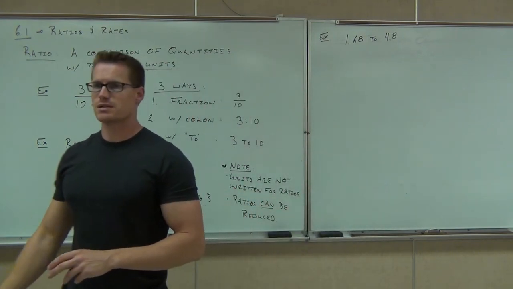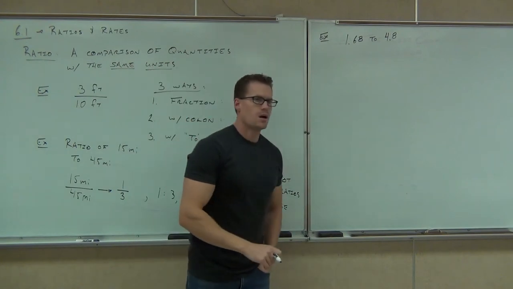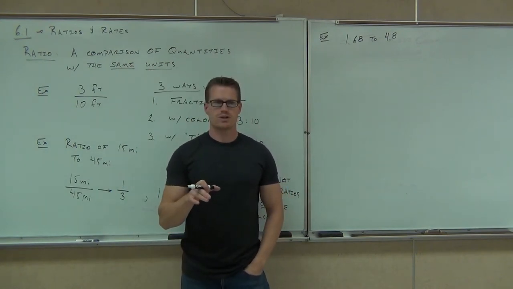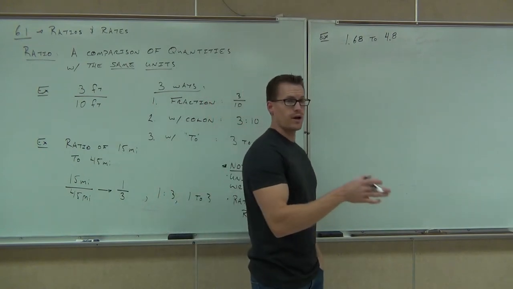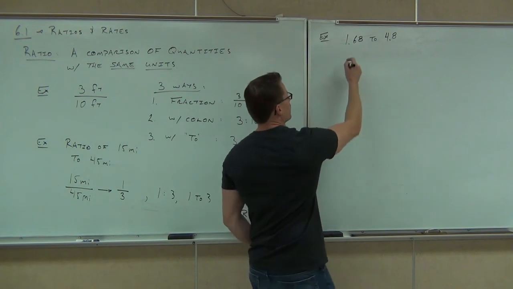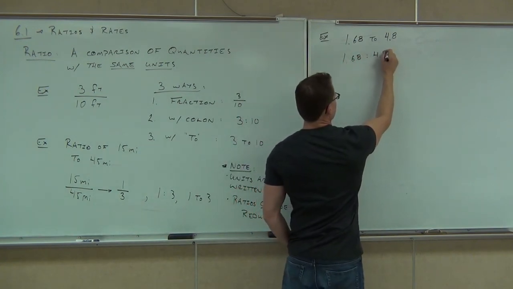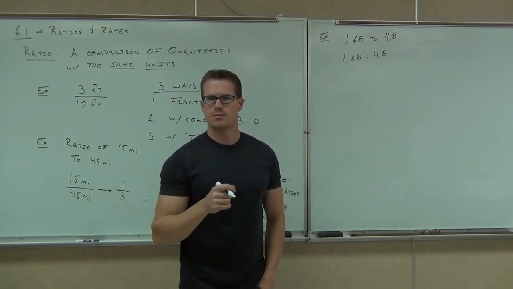Okay, 1.68 to 4.8. Firstly, could you write this in a different format? What could you replace that word "to" with? A fraction. I could do a fraction, or I could do the colon, 1.68:4.8 like that. That's possible. Also, if I made this into a fraction, what number would go on top?